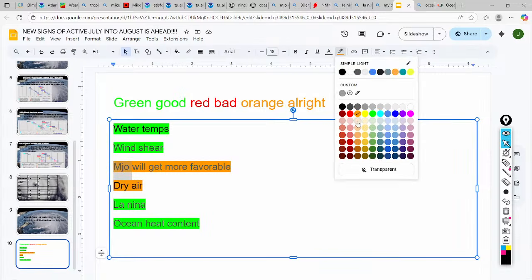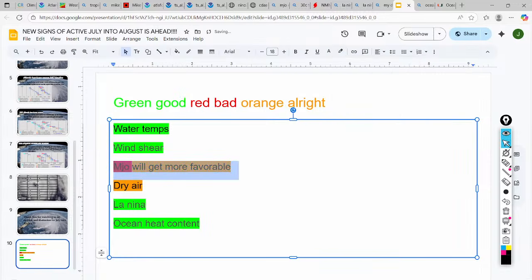We're actually going to put this in red. This is the main reason why the Atlantic is not developing here. There it is. These are the analytics so far this Atlantic hurricane season. Water temps are good. Wind shear is pretty good also. There's nothing wrong there. The pattern here, La Nina, is very good. Ocean heat content is very favorable. Dry air is all right. It's not the best, but it's all right. The MJO right now is not good. It's bad. It's the main reason why the Atlantic is not breathing right now. But eventually it will get more favorable. That's the future look at it.